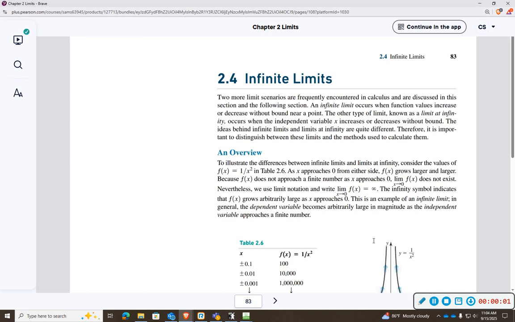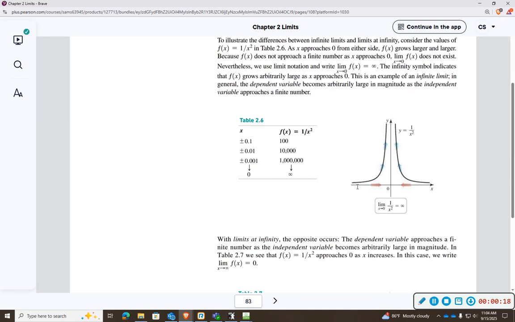All right, today we're going to be looking at section 2.4. This is infinite limits, and there are two parts. So if you go through and read, we're going to be looking at infinite limits and limits at infinity. So one is as we approach a finite number. So let's just say we're going toward x. This graph is increasing without bound, and we would call this an infinite limit.